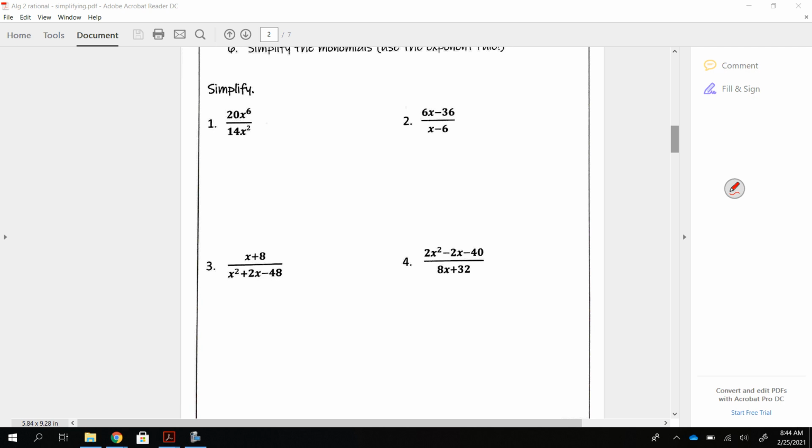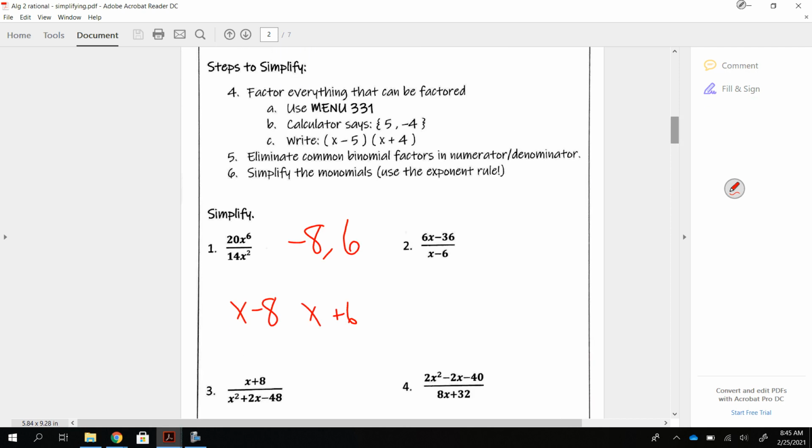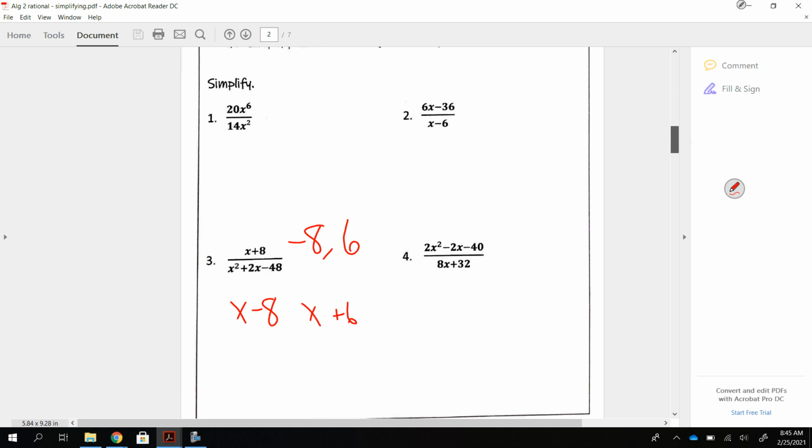We have negative 8, comma, 6. But please, please don't write x minus 8 and x plus 6. Remember, like up here, when you do it in the calculator, if it says a positive 5 and then a negative 4, when you write it, you flip the sign. So moving back down here.